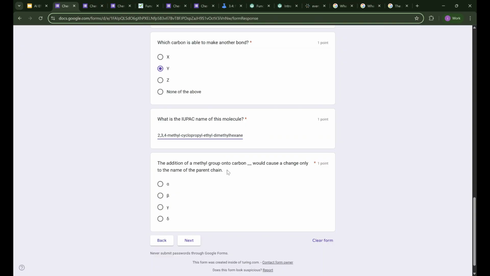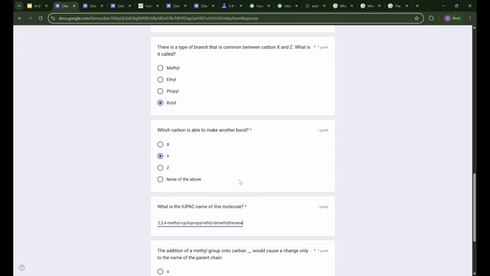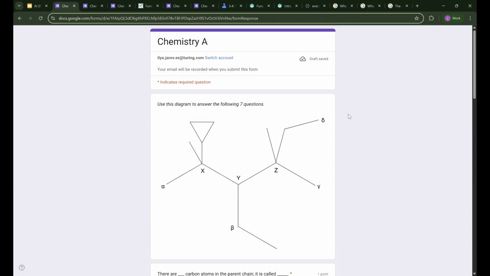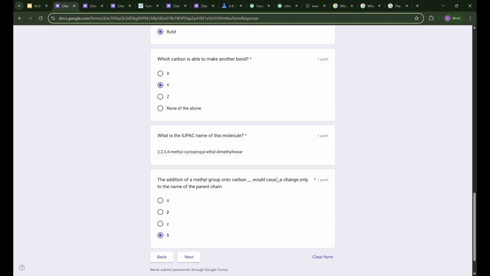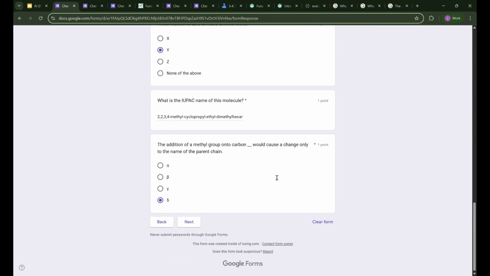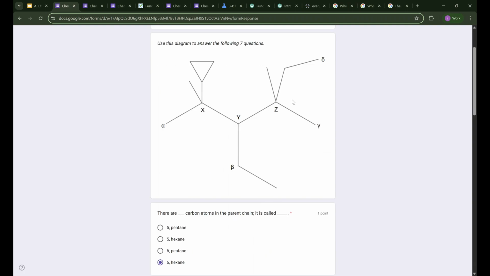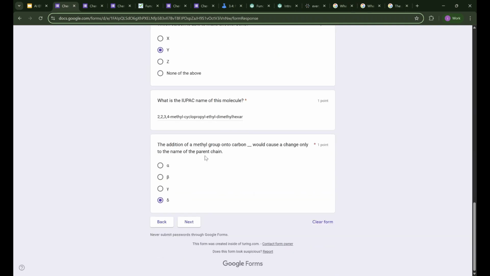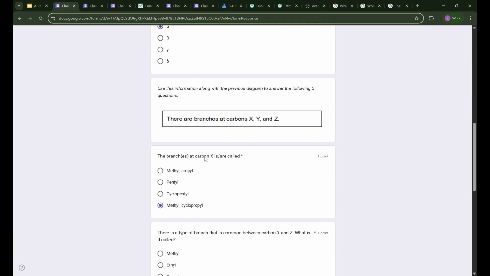The addition of a methyl group onto carbon would cause a change only to the name of the parent chain. Oh, I think so, just like extending it. Maybe this one here. I think that's straightforward. Yeah, if you put it on alpha, it would be either of these, changing all the numberings too. I'm pretty sure it's that one. Yeah.